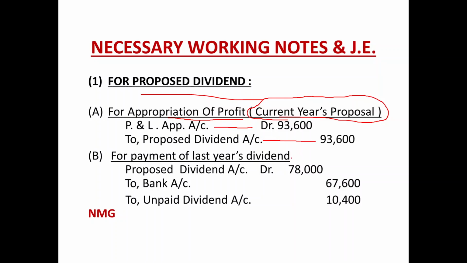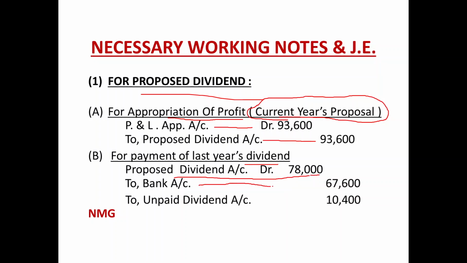Then for the payment of last year's proposed dividend, as I told you, whether they tell you or not, you have to pass it. Proposed dividend account debited 78,000. Entire amount has been debited to the proposed dividend account, to close that balance.